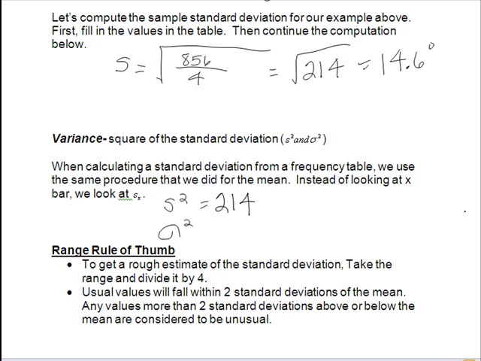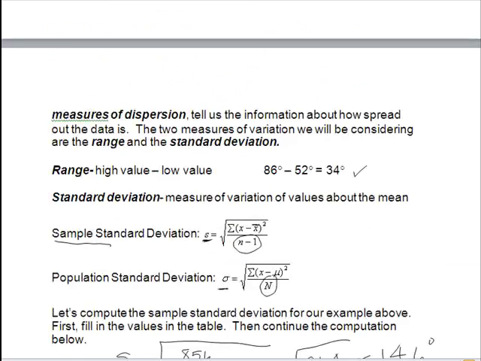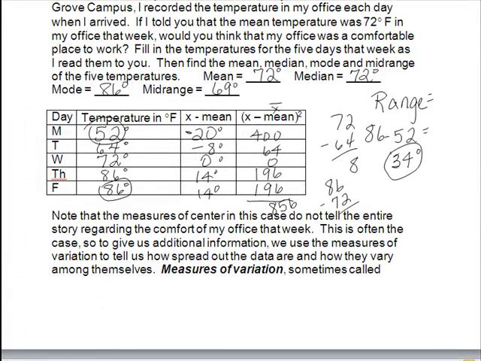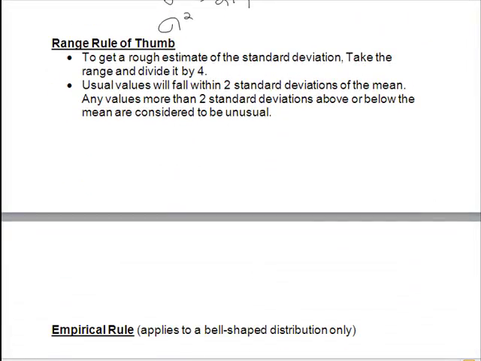Okay, range rule of thumb. To get a rough estimate of the standard deviation, we take the range and divide it by 4. Let's do that with the numbers we had here. 86 minus 52 gave us 34. So let's see what we get and how close we are to the standard deviation. We have 34 divided by 4, and that gives us 8.5, so it's off by a fair amount, but that is a rough, and I want to emphasize rough, estimate.